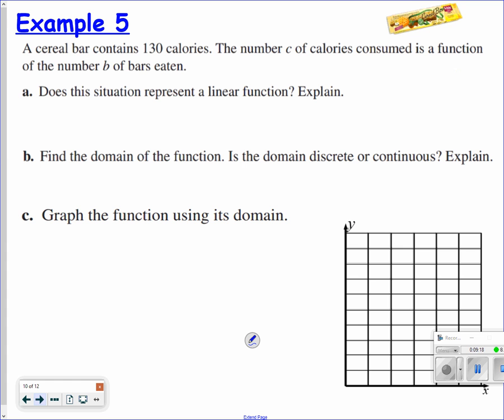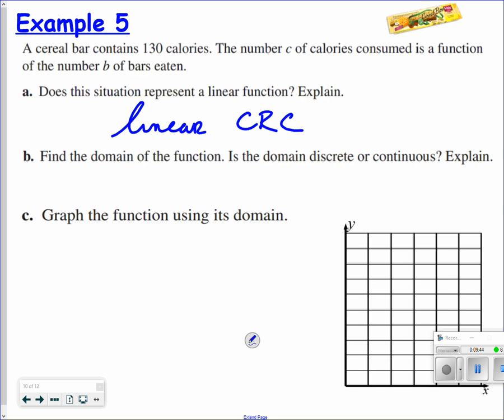A cereal bar contains 130 calories. The number of calories consumed is a function of B, bars eaten. Does this represent a linear function? So every time you eat a bar, it's 130 calories. So does this represent a linear function? Yes, because there is a constant rate of change. Find the domain. Is it discrete or continuous?